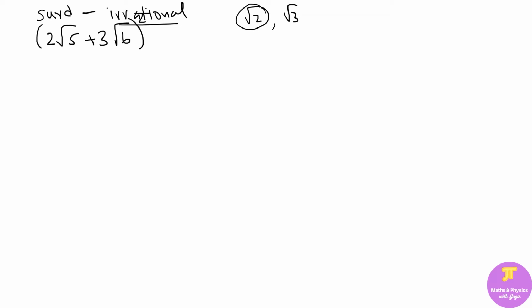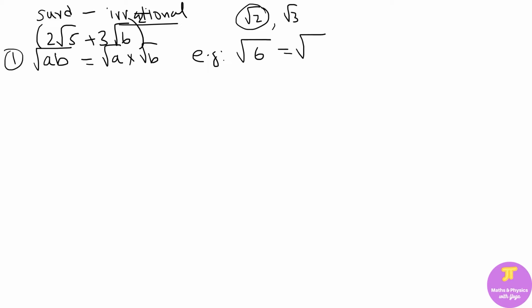So the first law is if you have two surds being multiplied. Let's say you have an expression like square root of a times b, then you can convert it to square root of a times square root of b. An example, let's say square root of 6 is square root of 2 times 3. This is equal to square root of 2 times square root of 3. So this is the first law.